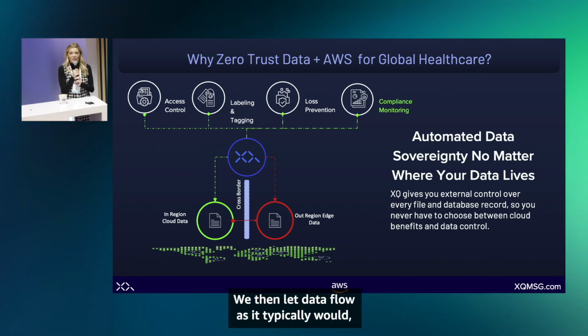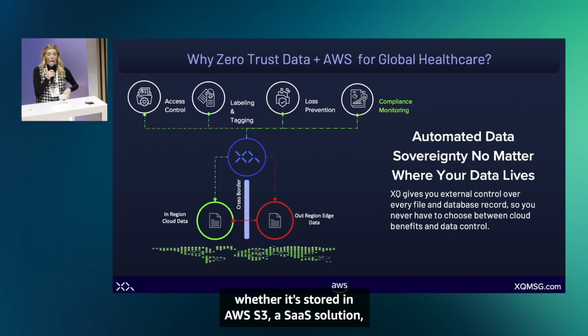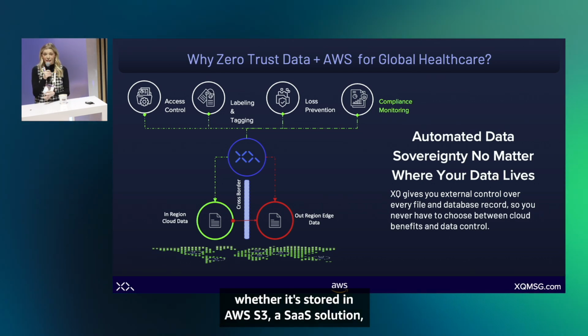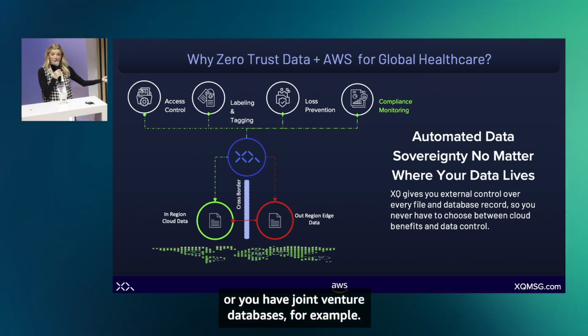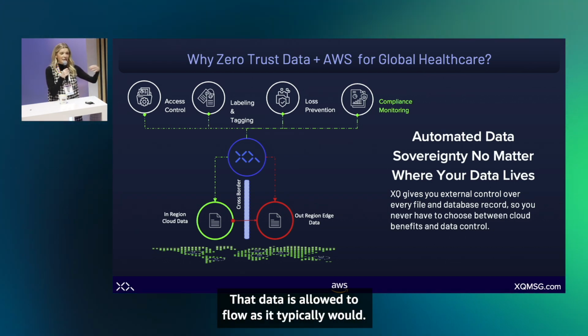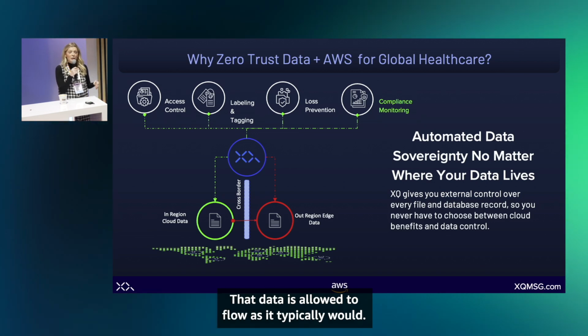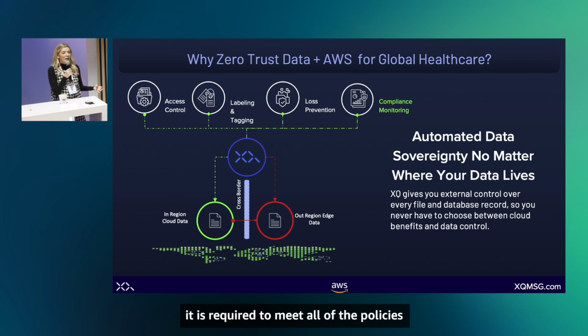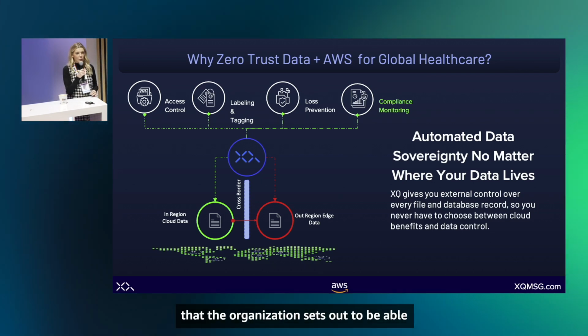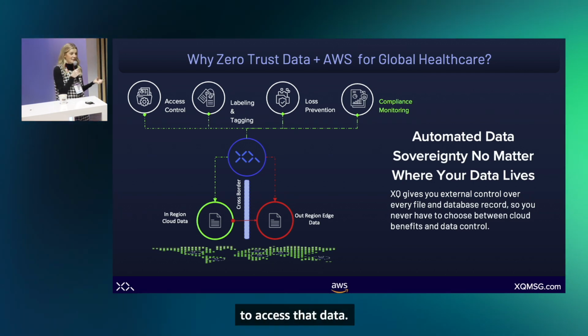We then let data flow as it typically would, whether it's stored in AWS S3, a SaaS solution, whether you're sharing data via email with a partner or you have joint venture databases, for example, that data is allowed to flow as it typically would. But on the other end, once that data is accessed, it is required to meet all of the policies that the organization sets out to be able to access that data.